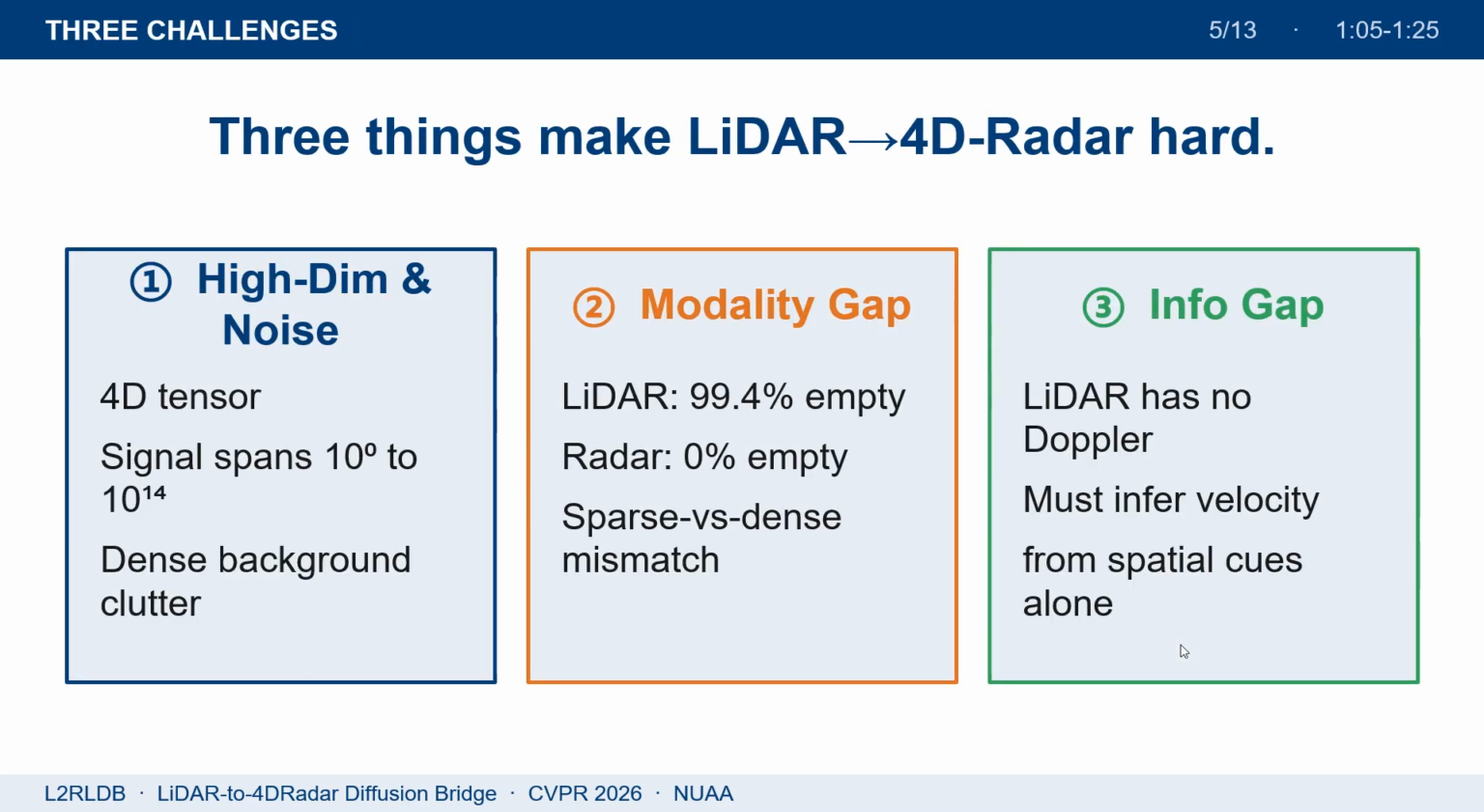This leads to three challenges. 1. Model the high-dimensional, noisy radar distribution. 2. Bridge the huge sparsity gap between modalities. 3. And most fundamentally, invent Doppler velocity from purely spatial LiDAR cues, since LiDAR has no velocity information at all.